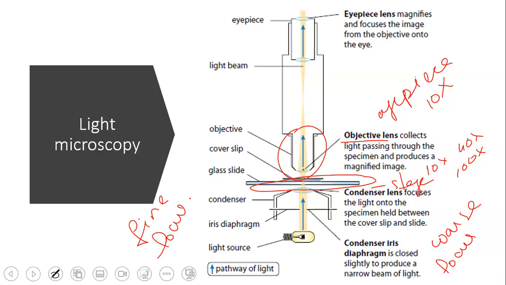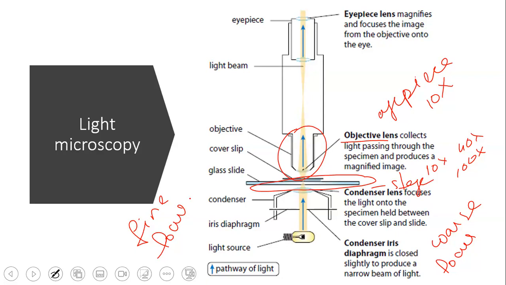Now, one thing you guys have to be careful about, this is just a tip for your paper 3 exams: whenever you are asked to focus on a slide, be careful when you're using the coarse focus, because sometimes the stage moves so quickly that you don't realize it and you end up breaking the slide. So you have to make sure that you pay attention to how you focus it.